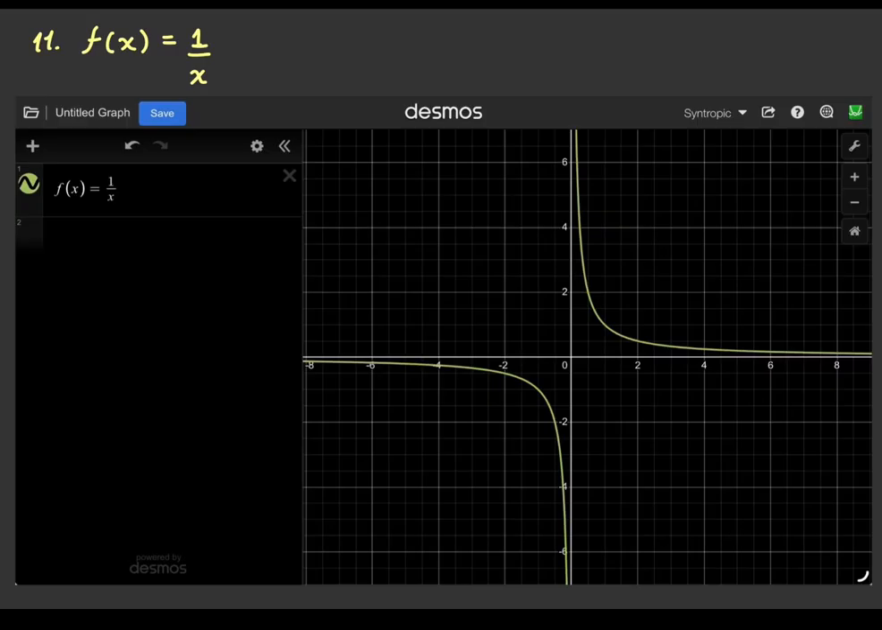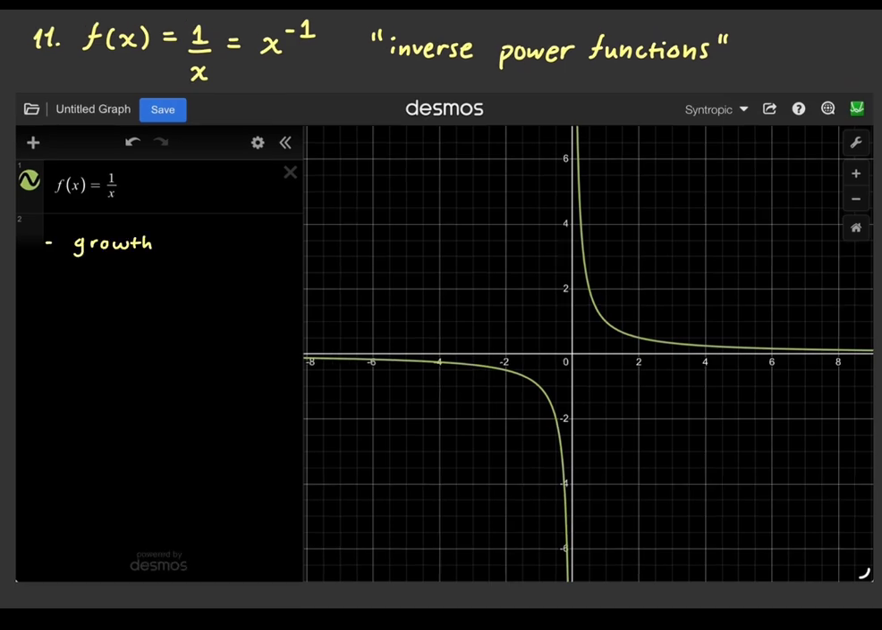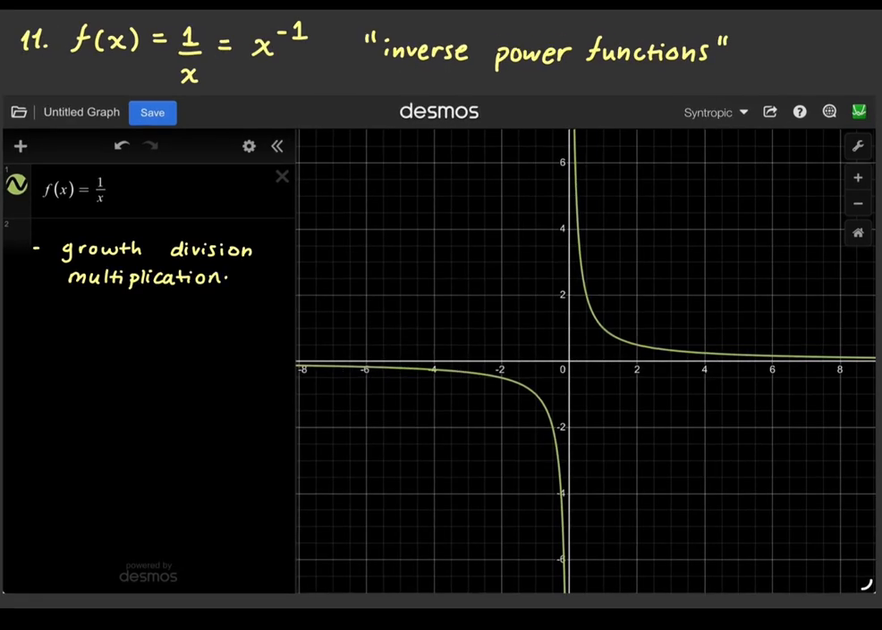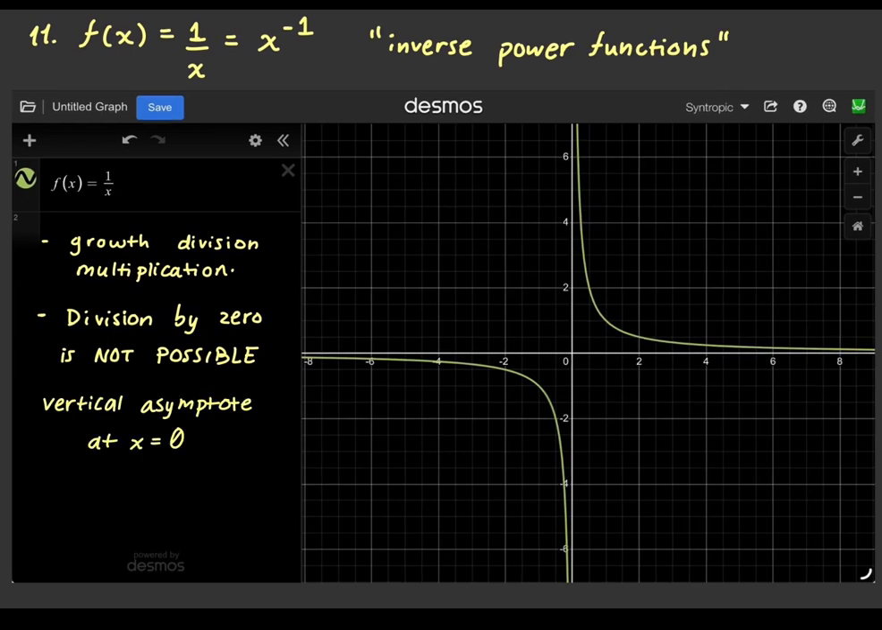First, we have f of x equals 1 over x, which is the same to say x raised to the power of negative 1. This can be thought of as the inverse power function as well. These functions show what happens when growth turns into division instead of multiplication. Also, division by 0 is not possible, so all of these have a vertical asymptote at x equals 0.